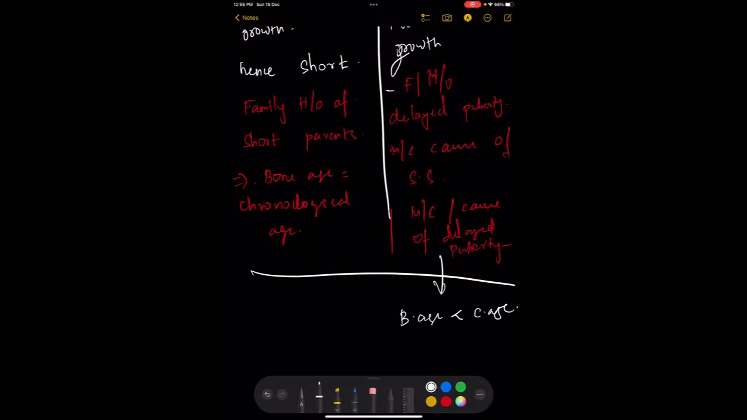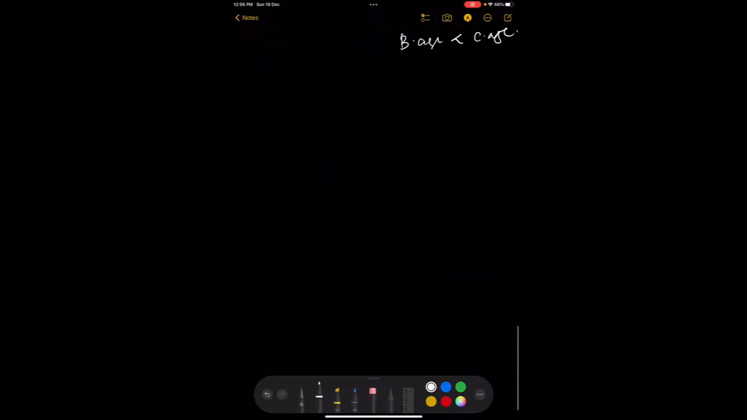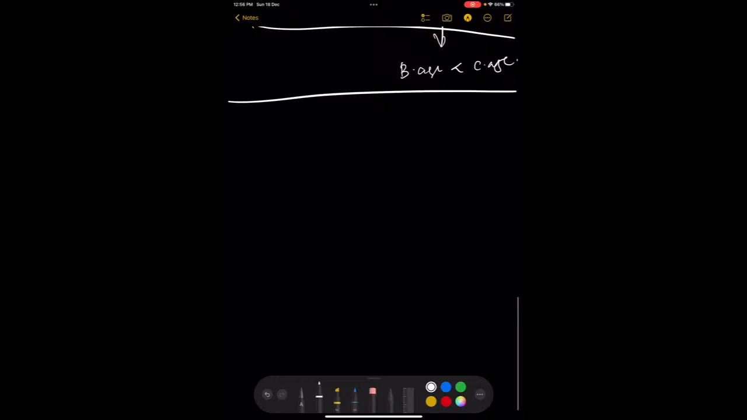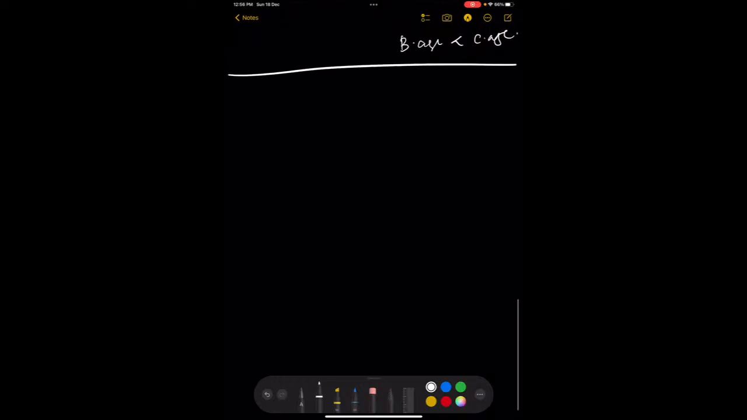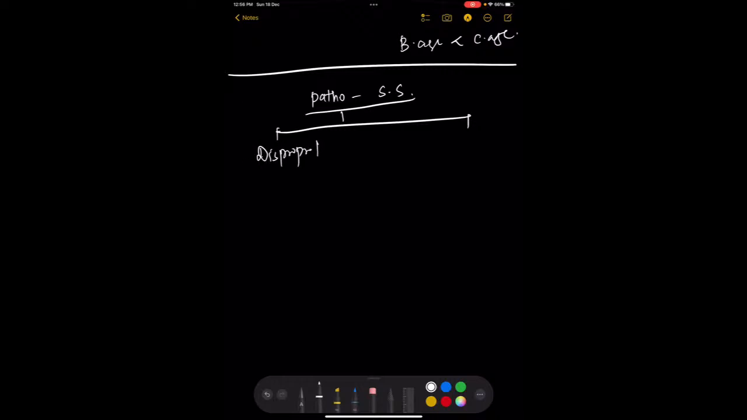pathological cause of short stature. What is the pathological cause of short stature? Here we are going to divide it into disproportionate and proportionate short stature.